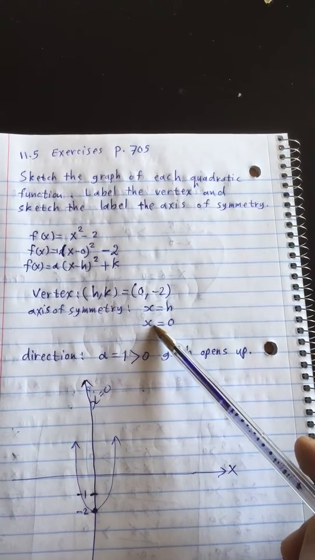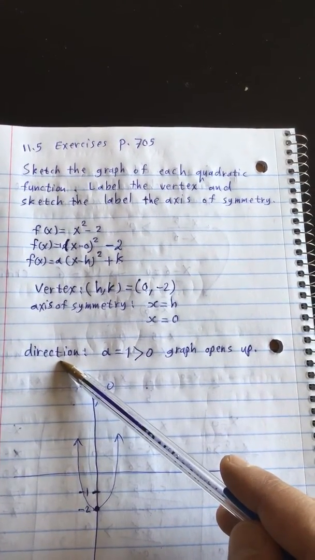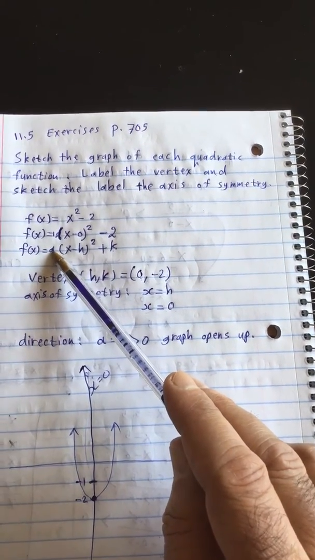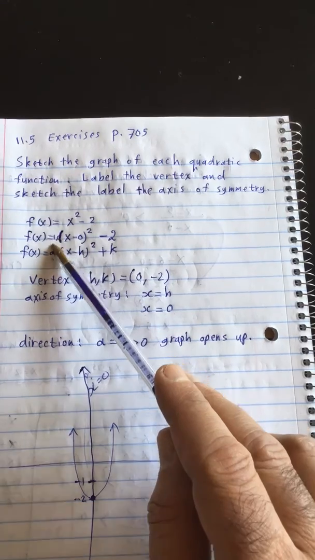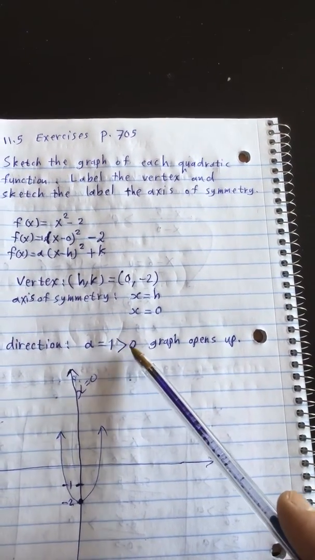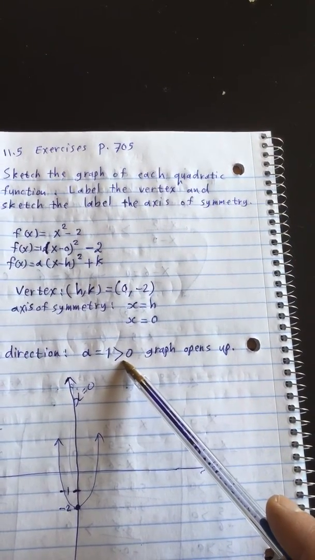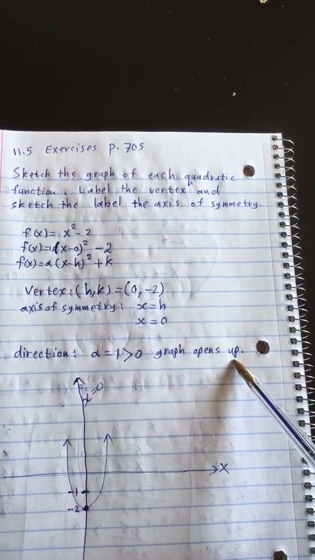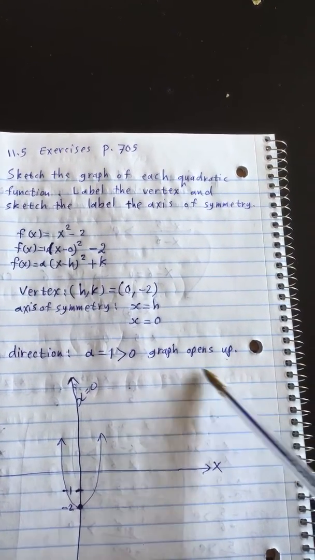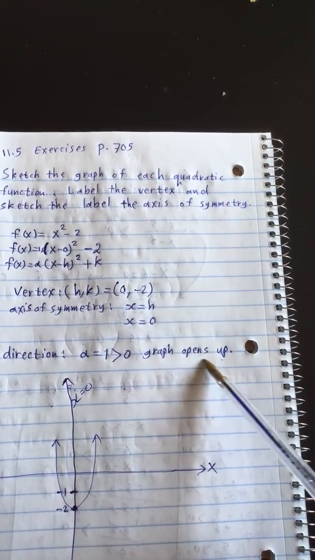Now, let us also write the direction of the parabola. For direction, look at a. In this example, a is 1. So 1 is greater than 0. If a is greater than 0, the graph opens upward, while if a is less than 0, the graph opens downward. So here 1 is greater than 0, so the graph opens upward.